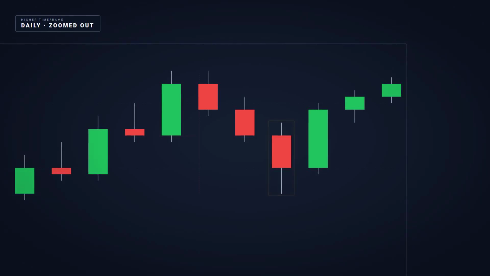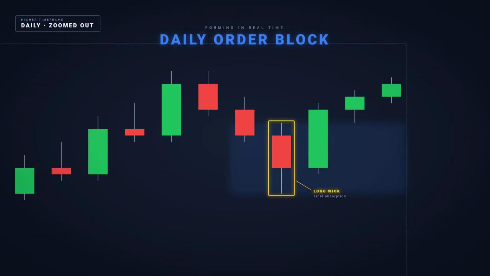The daily candle that represented the deepest point of that pullback was a large bearish daily candle with a long lower wick, followed by a strong bullish close the next day. That sequence on the daily, a bearish candle with a strong rejection at the low, followed by a bullish close, is a daily order block forming in real time.